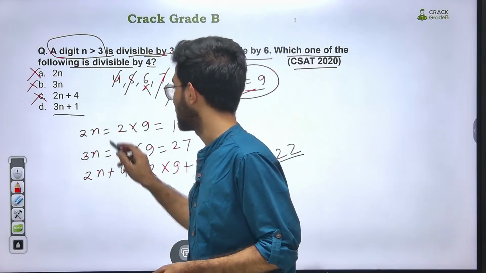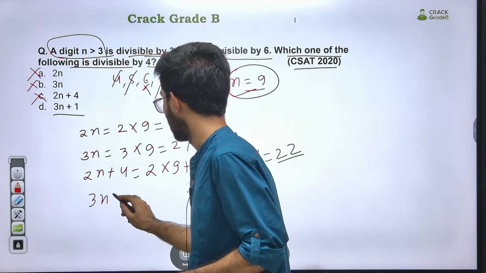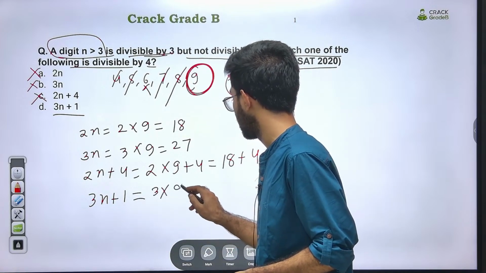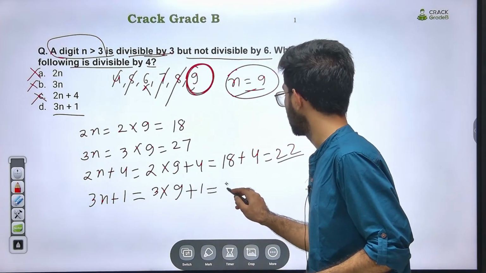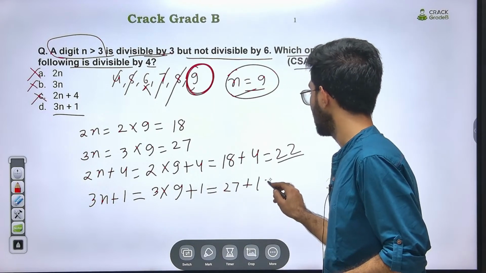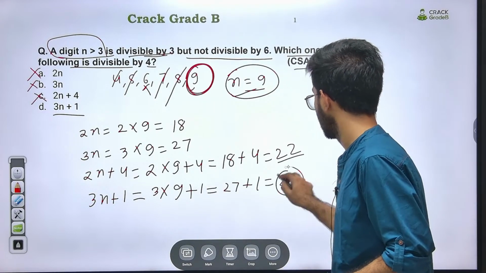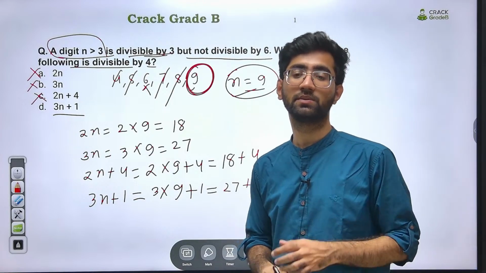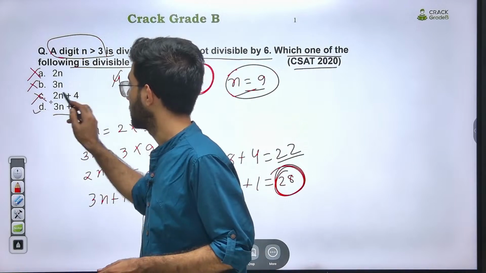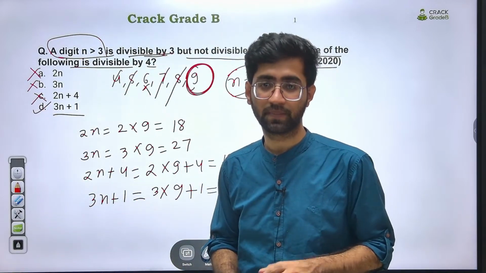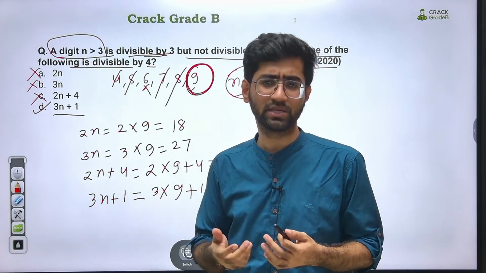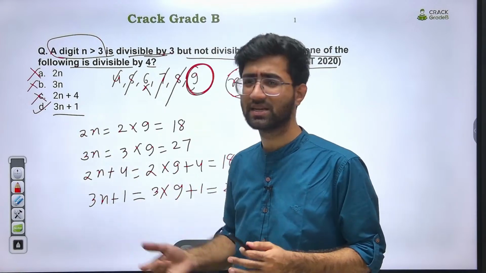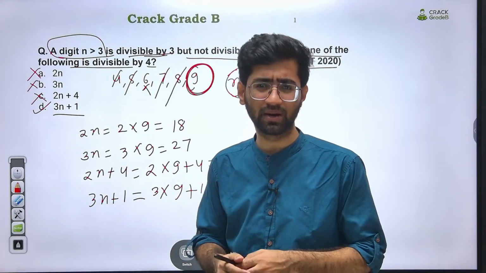Option D says 3n plus 1. It means 3 into 9 plus 1. 3 into 9 is 27, so 27 plus 1 is 28. Yes, 28 is divisible by 4. It means that option D is the correct answer. So should you put this question in the difficult category? No. This question is of easy or moderate level.